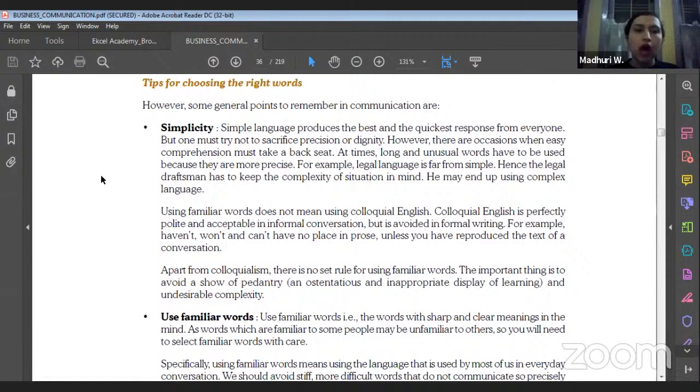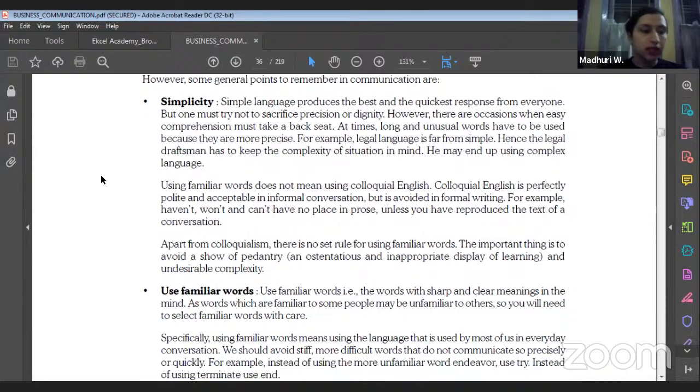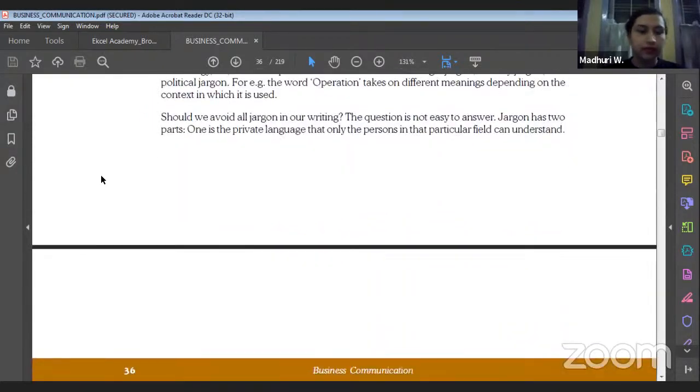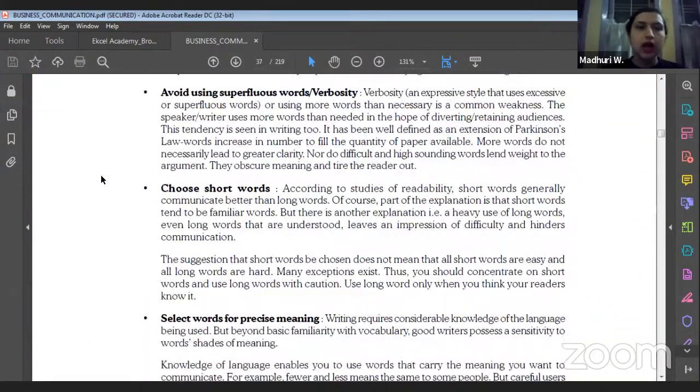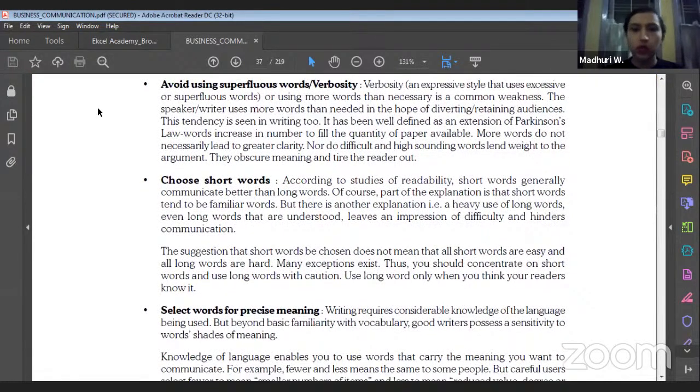Then, how do you choose the right word? So some of the tips and tricks is to be very simple in your language, right? Simplicity is very important. Then try to use familiar words so that the other person can also understand. The next thing is avoid using superfluous words or verbosity. It's basically trying to use a lot more words than are actually necessary.